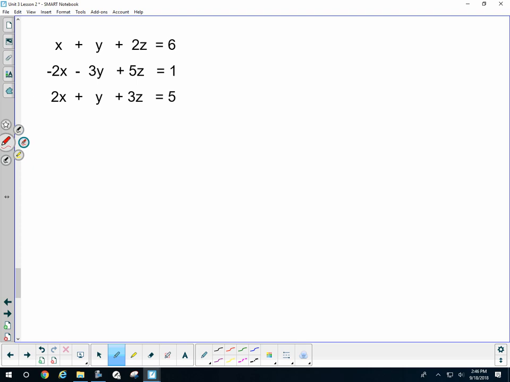All right, let's look at this one. I'm going to decide to work with x's. I got negative 2x, positive 2x. Seems like x's might be easiest, though y's can work fine. Z's I wouldn't want to work with. So here we go.